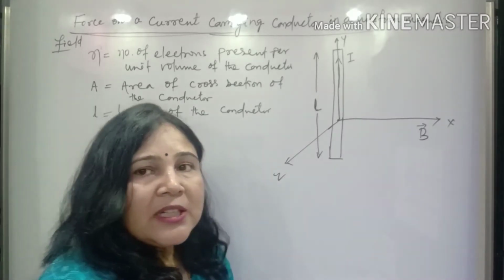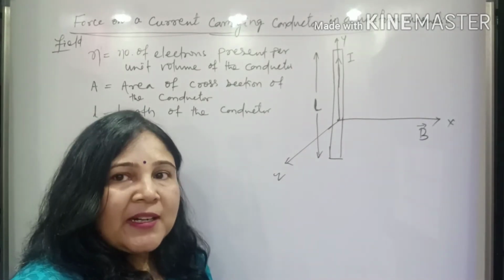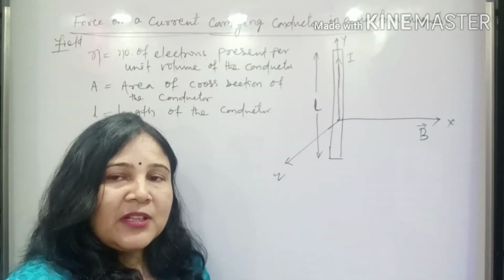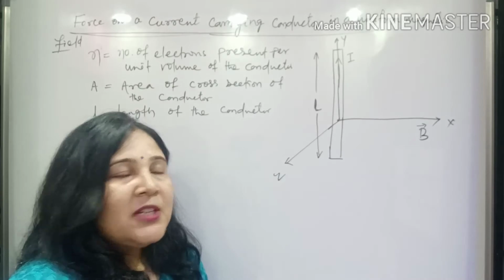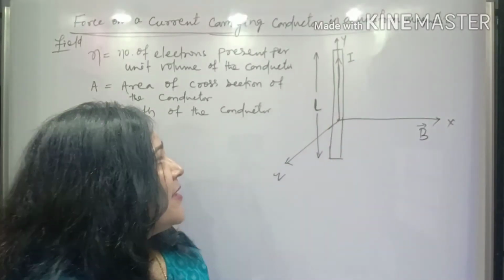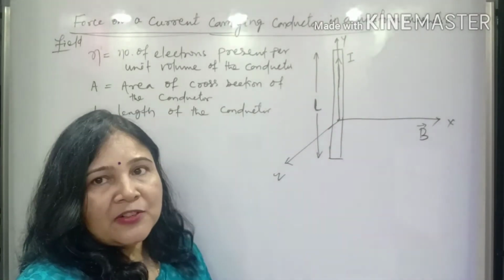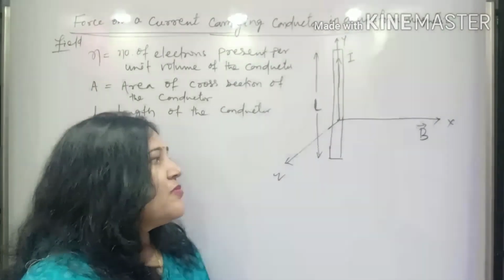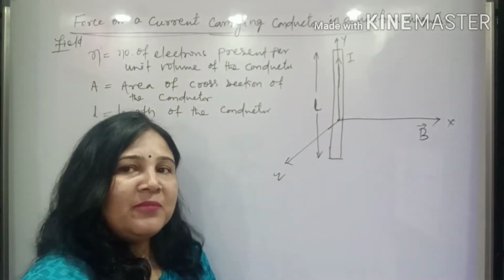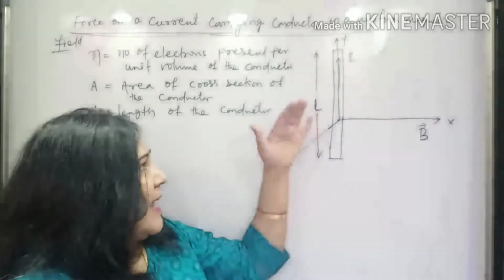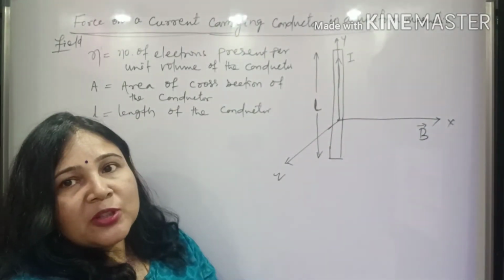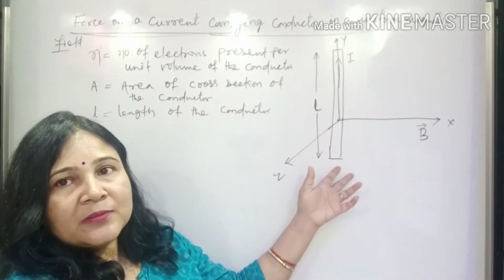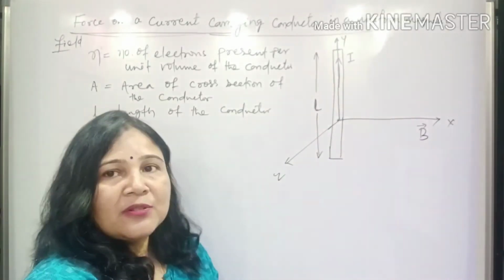Now we know earlier that a charged particle, when it enters a uniform magnetic field, will experience a force. If you look at this conductor, it consists of a number of electrons, which are charged particles. That means each electron will experience a force from this uniform magnetic field B. When we add them together, that will be the total force experienced by this conductor, and that's what we are going to calculate.